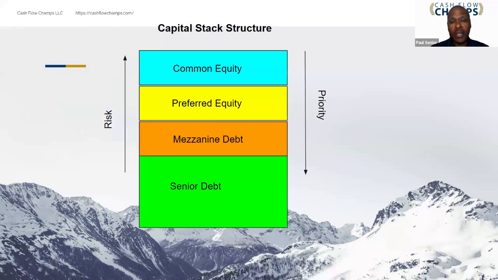So what are the components of the capital stack structure? Well, the more complex capital stack will have 4 components. You'll have the senior debt, the mezzanine debt, the preferred equity, and the common equity. So typically you start the stack at the bottom with the senior debt and you build from there, right? So it's kind of like playing Legos, right? You start from the bottom and you build up.